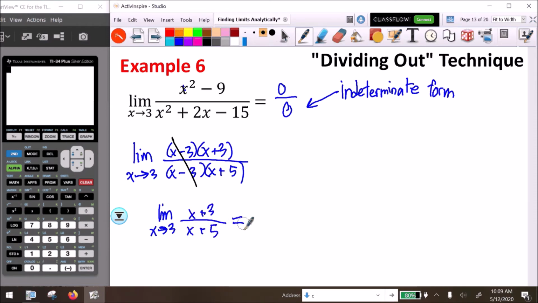What does that equal? Let's find out. We can use direct substitution here. So we're just going to directly substitute 3 for x. We're allowed to do that because we don't have any 0 in the denominator or anything like that. So I'm just going to replace x with 3.